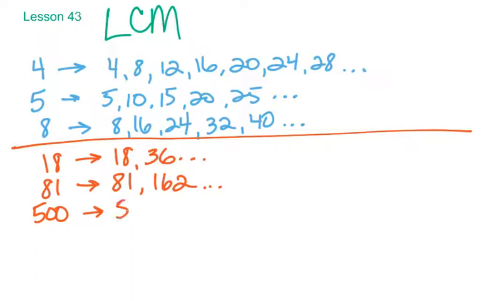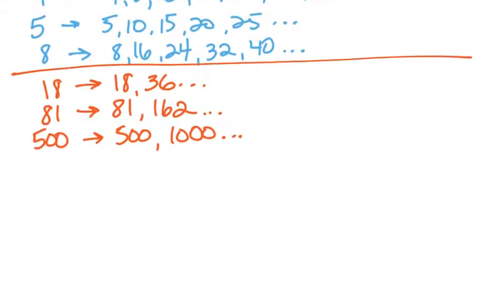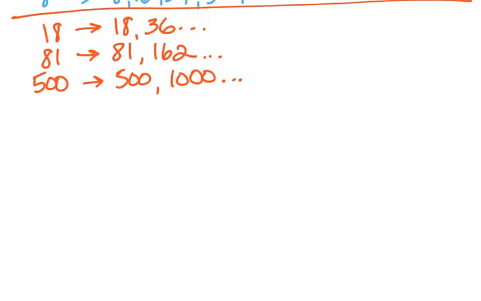For 500, we would start with 500, 1,000, and we would have to go up pretty high to find a number, because so far I'm not seeing that they have anything in common. So this would be a really painstaking way to find it. You could go that way, but you would have to have a really long list. So Saxon has created a method to help you find it a simpler way.